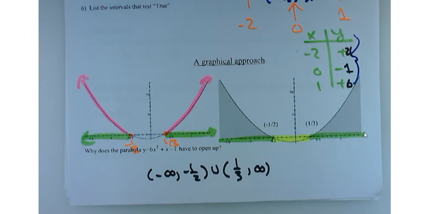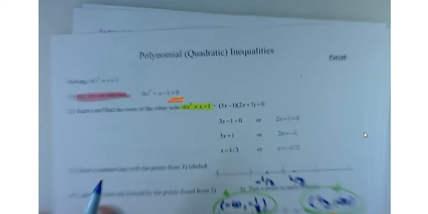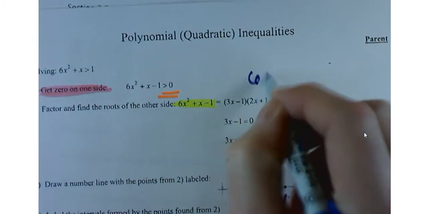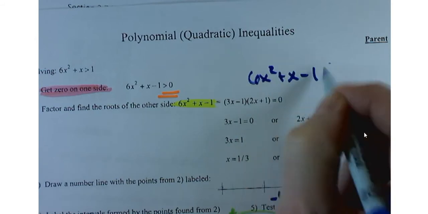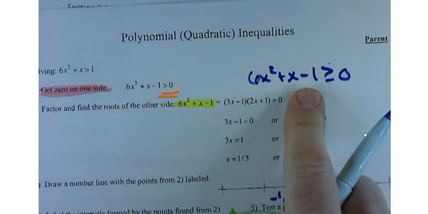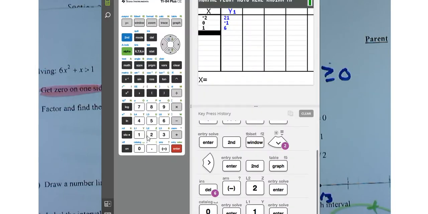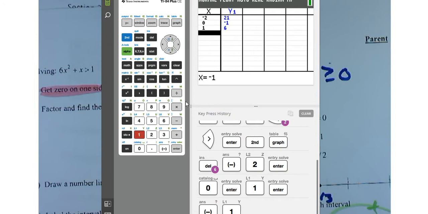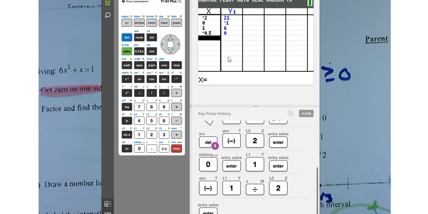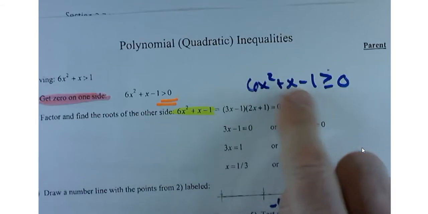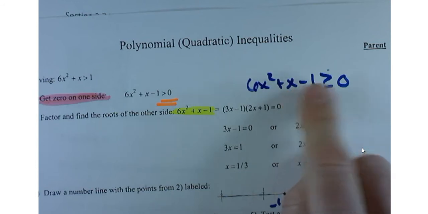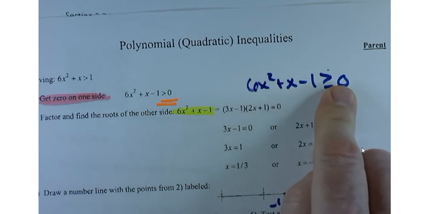That's a good question. Well, tell you what, let's zoom on this for a second. If I wanted 6x squared plus x minus 1 to be greater than or equal to 0, if that was my inequality, then let's see if I can actually use the endpoints. So if I typed in -1/2, I'd get a 0. Is 0 greater than or equal to 0? Yeah. So I could use the 0.